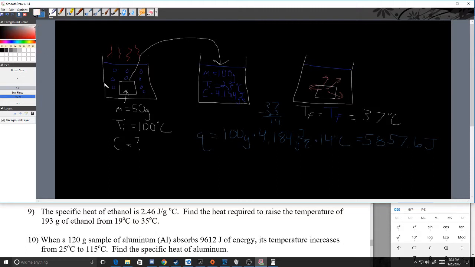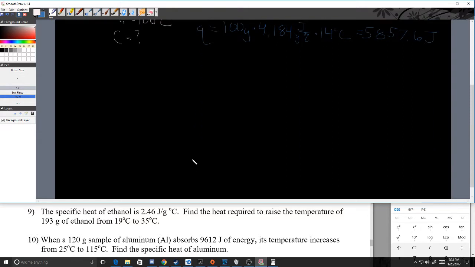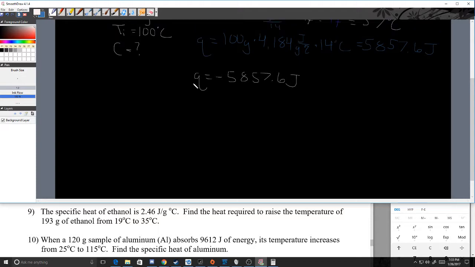All right. So this number here, the amount of thermal energy gained by the water, we're going to scroll down a little bit here. That's the amount of heat energy lost by the metal block. And so if we're losing it, it's actually going to have a negative value.